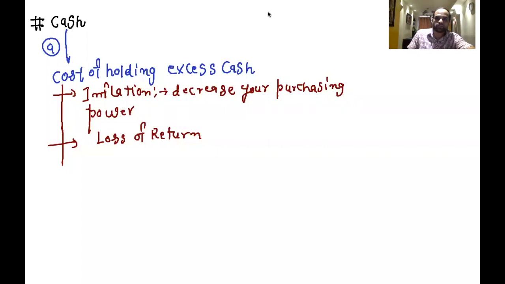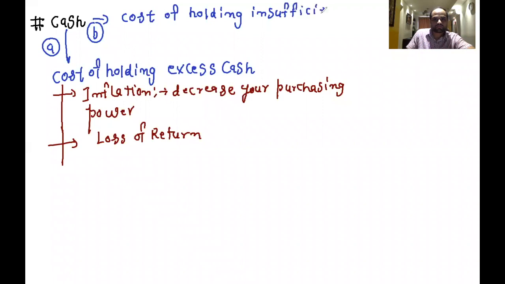Now we talk about B, which is the cost of holding insufficient cash. What is the cost of holding insufficient cash? In simple language, we are not holding enough cash. We are holding less cash. So what could be the problem?